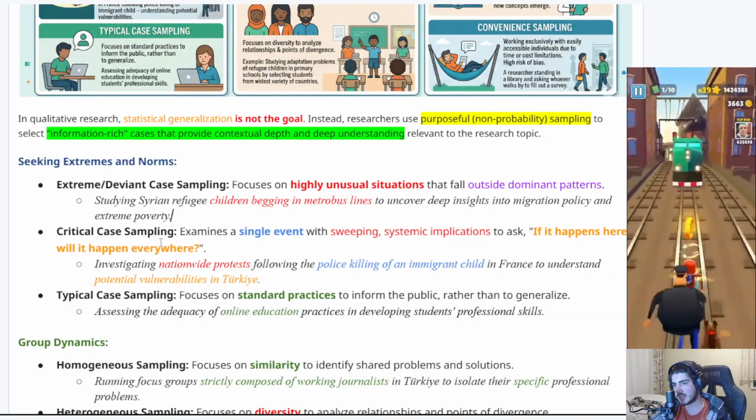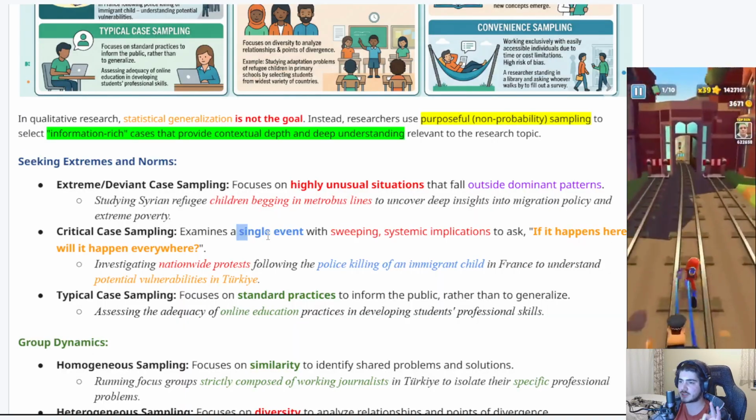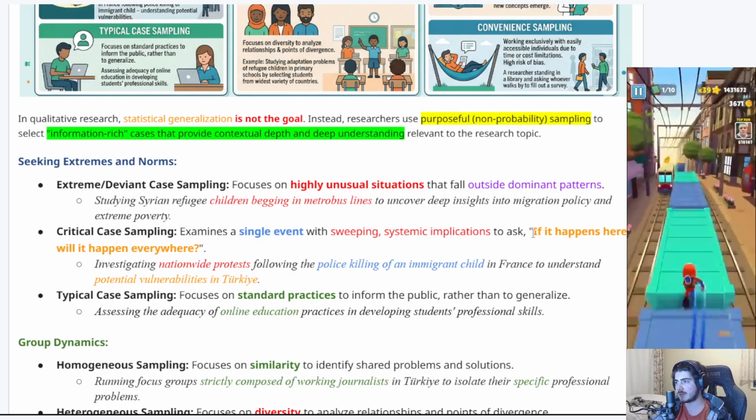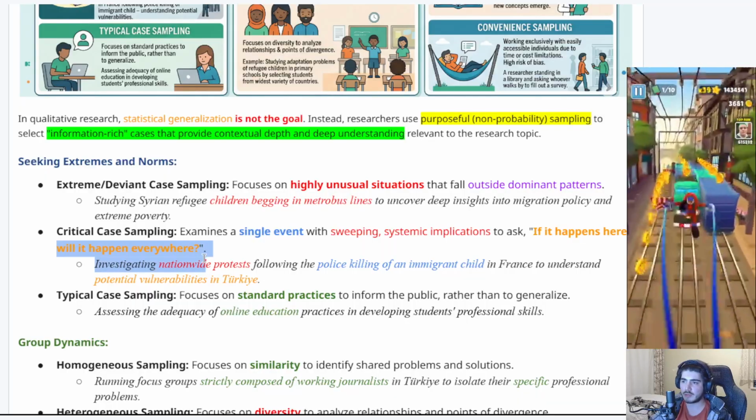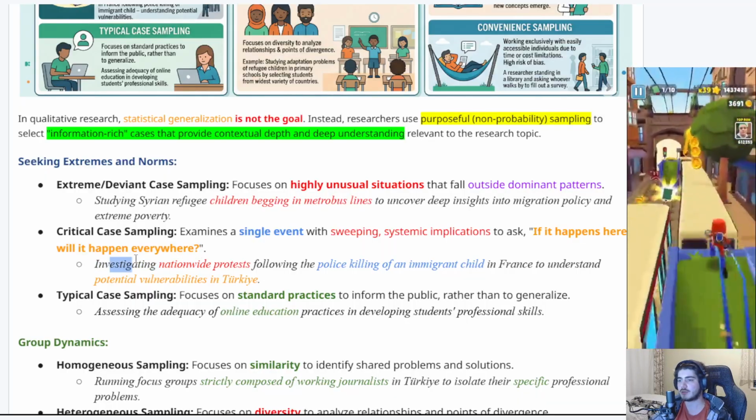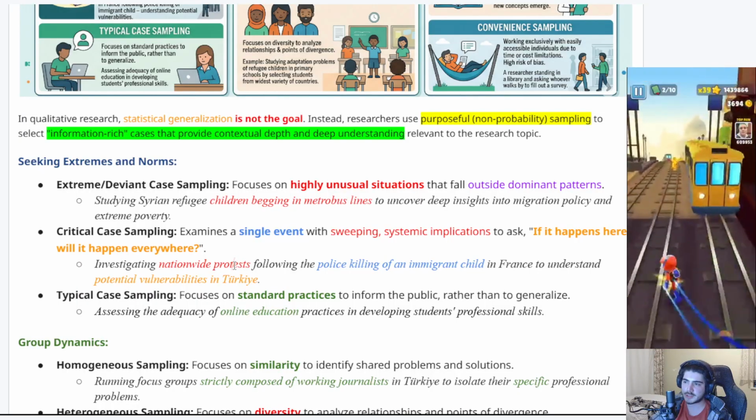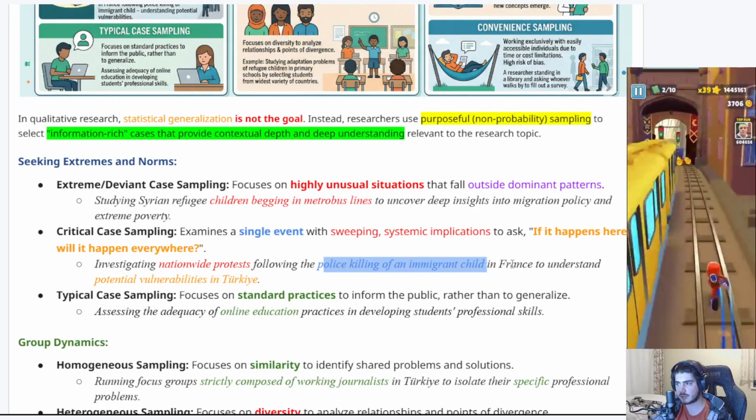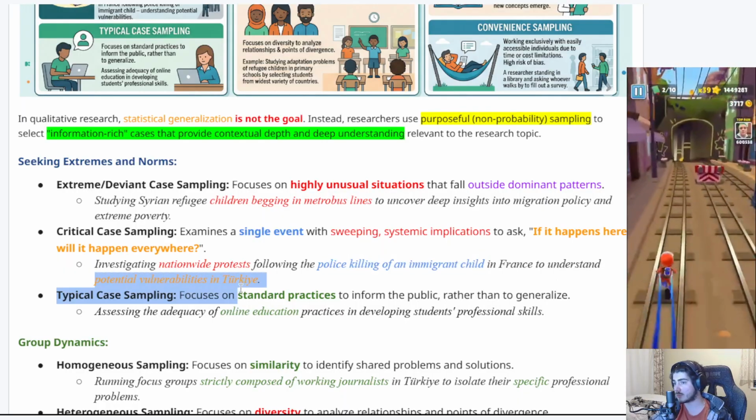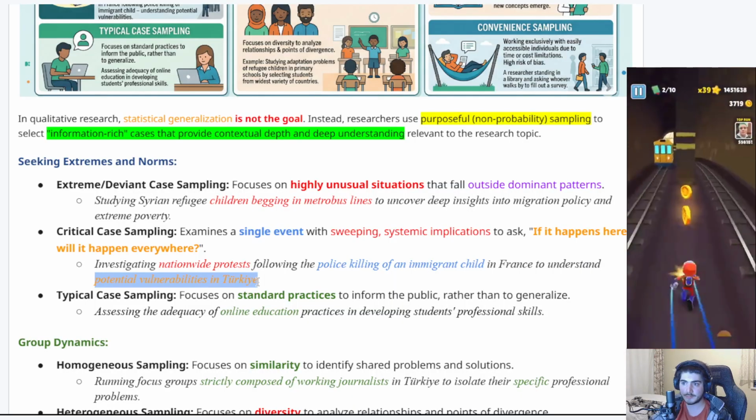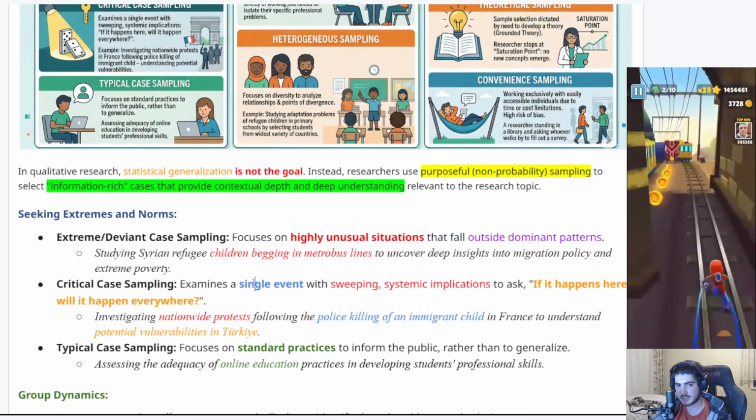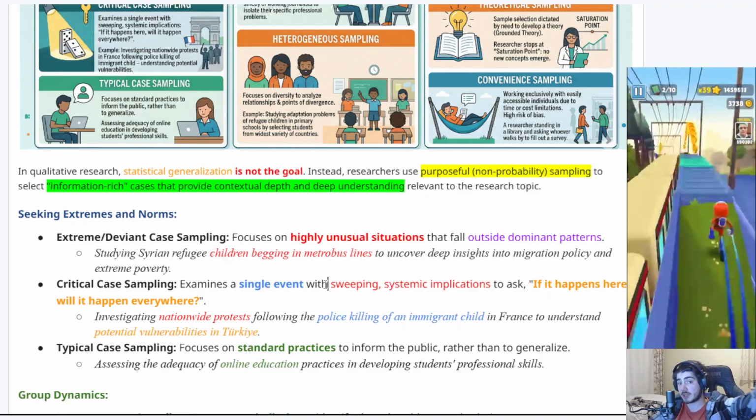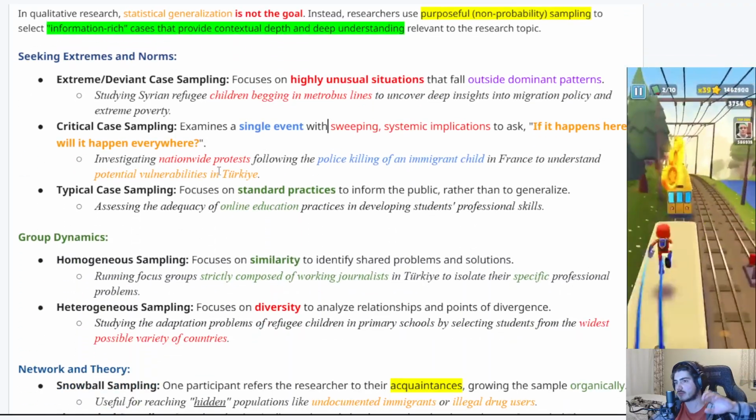A critical case sampling examines a single event with sweeping systemic implications to ask if it happens here, will it happen everywhere? For example, you investigate nationwide protests following the police killing of an immigrant child in France to understand potential vulnerabilities in Turkey. This is critical case. So, something happened somewhere, will it happen somewhere else?